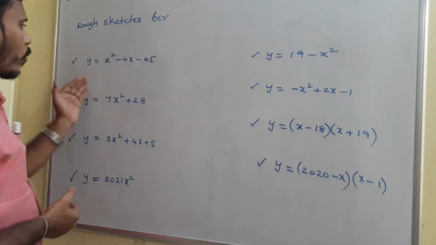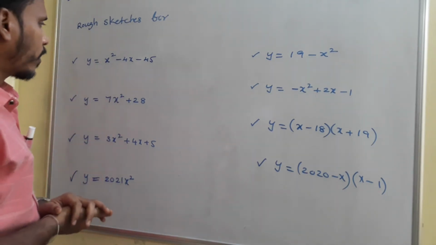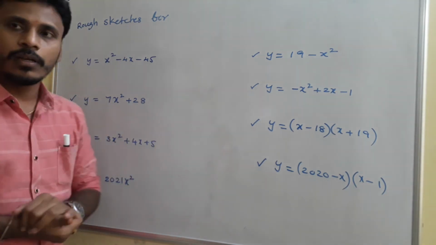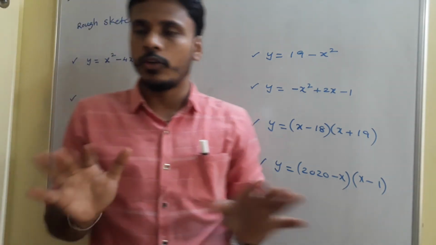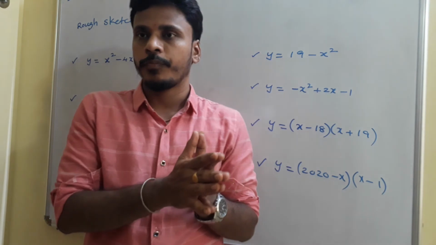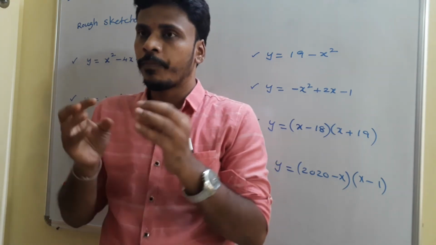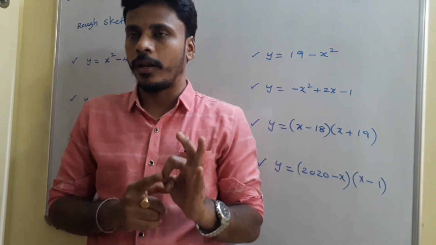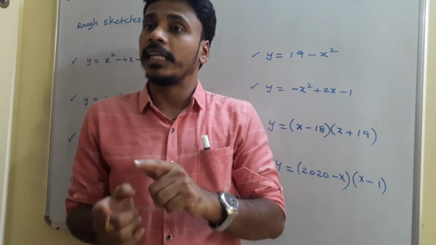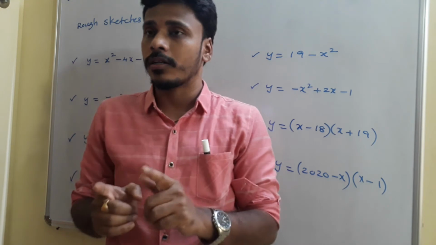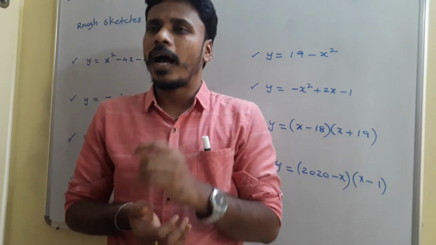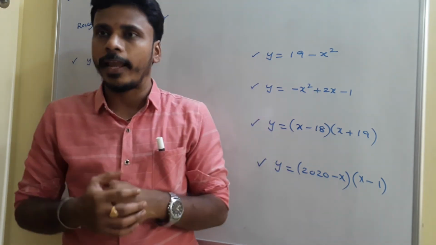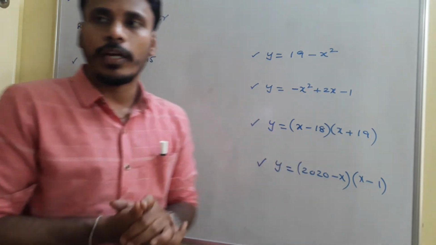Rough sketches for y equals x square minus 4x minus 15, and I have some 8 graphs. Rough sketch in the sense, no need to calculate the peak point, don't calculate the roots. You just sketch it, either an upward parabola or a downward parabola, and whether it is intersecting the x-axis or not. And if x is 0, it is somewhat easy to calculate y. So you just do that only.